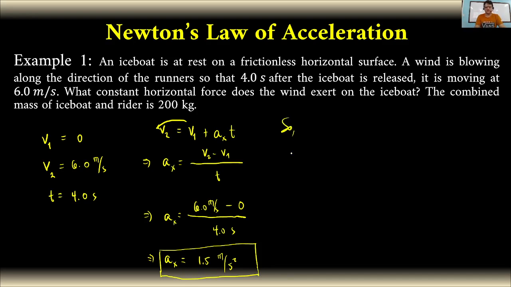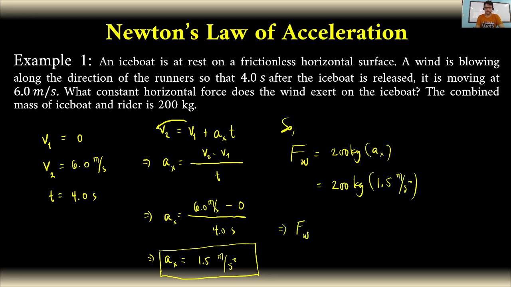So we have the force exerted by the wind is equal to, this is again 200 kilograms times the acceleration with respect to the x-axis, or this is equal to 200 kilograms times 1.5 meters per second squared. Thus, the force due to the wind is equal to 300 kilograms times meters per second squared.